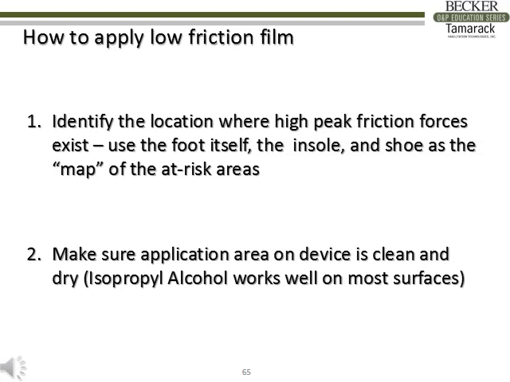The next installation step is to make sure the device is clean and dry. Some new materials have release agents on them from the manufacturing process that impede bonding. Dirt and body oils should be removed when the device has been previously worn. Isopropyl alcohol works well in most cases.